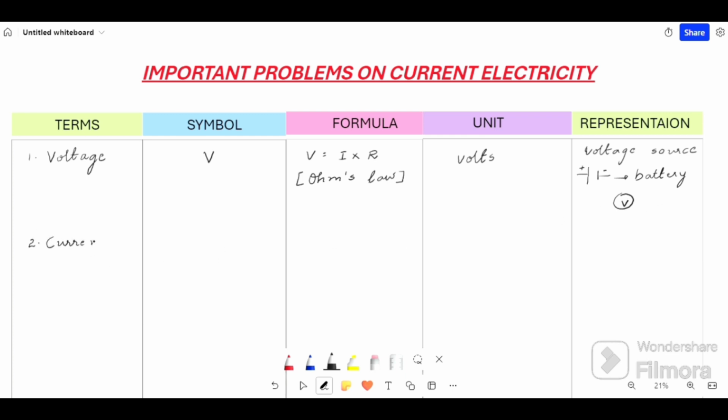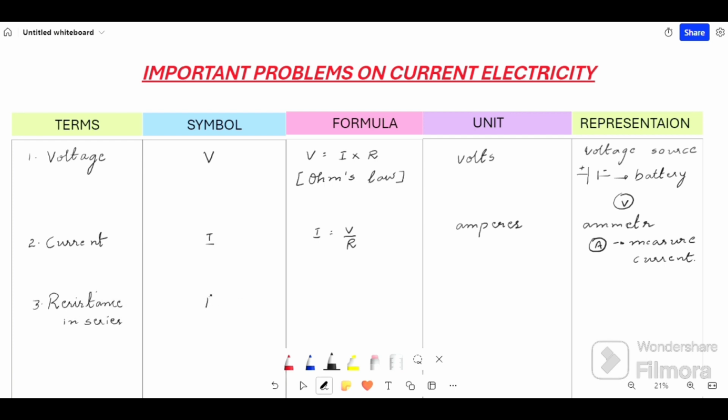Now next, current. It is represented by the symbol I. I equals V by R. It is measured in terms of amperes. An ammeter is a device used to measure current. It is represented as A. To measure current, it is connected in series.